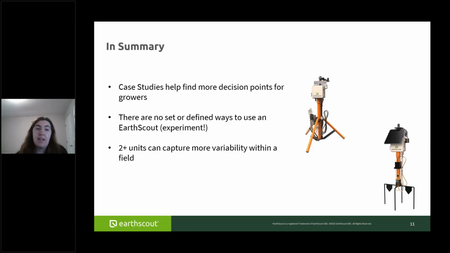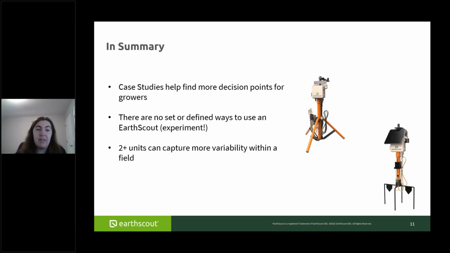So in summary, our case studies really help us to find more decision points for a grower. There are no set or defined ways to use an EarthScout. That's always something to remember. So definitely experiment. No one is using EarthScout in the same ways across the whole United States. Everyone has their reasons why. Everyone has different places or different philosophies that they want to try out. So there's always a different way to do it, and we can do it however a grower wants.